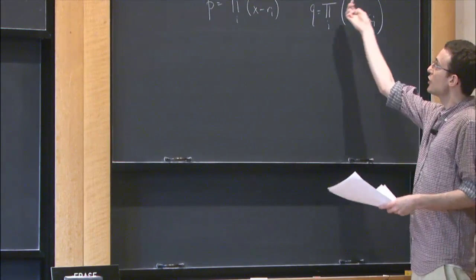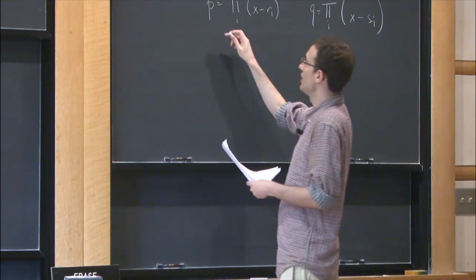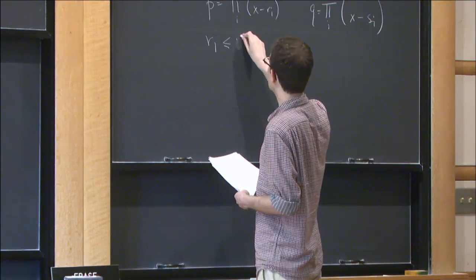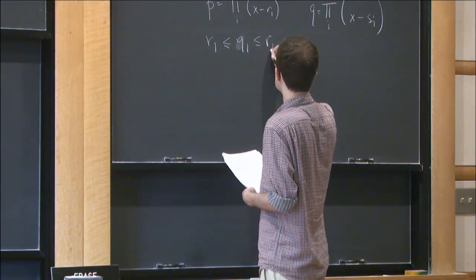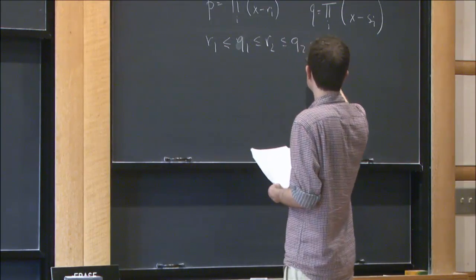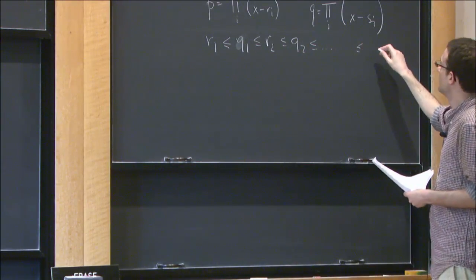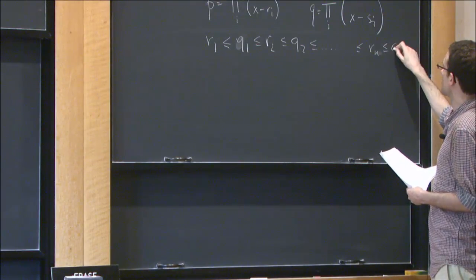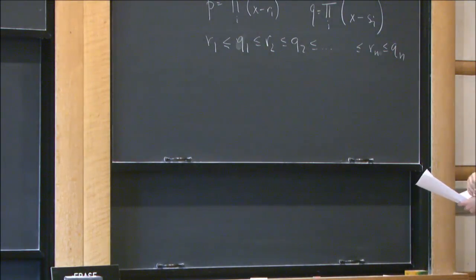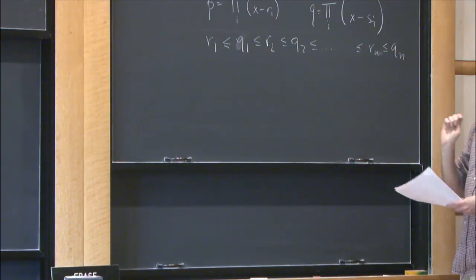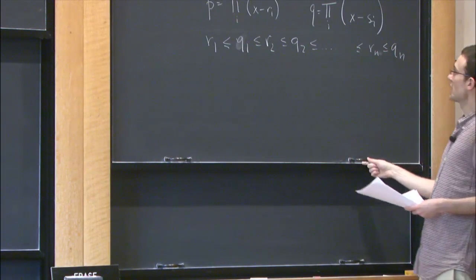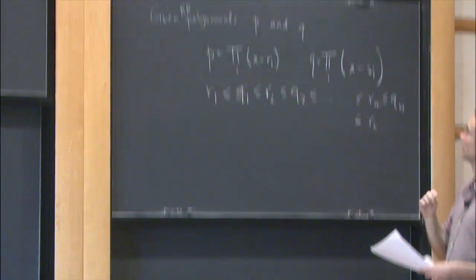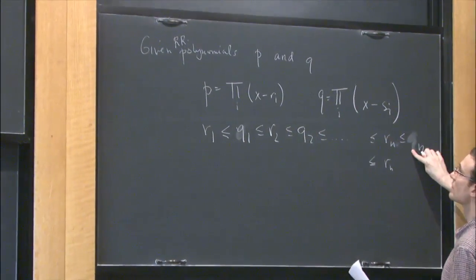So we say that P and Q are interlacing if, for instance, r_1 is less than or equal to q_1, which is less than or equal to r_2, and so on, less than or equal to q_n. Or maybe R has more roots than Q does, in which case that's fine as well.